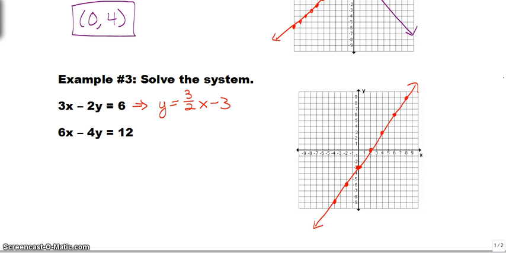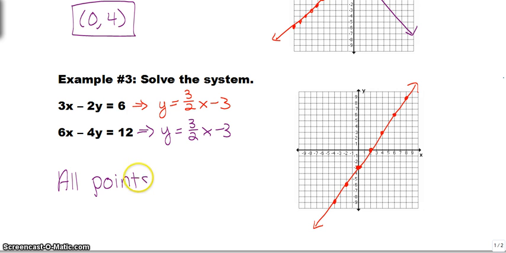And so now I can solve my second equation for y. If I do that, I would have y equals 3 over 2 x minus 3. If we look at our two equations here, we notice that they're actually the same. So if we were to plot that line, it would fall right on top of this one. What that means is, since they are the same line, any point on the line is a solution. So we would want to say for the solution, all points on the line.